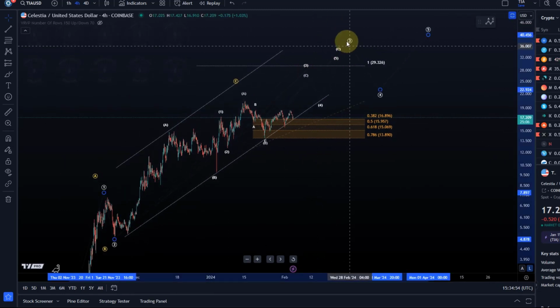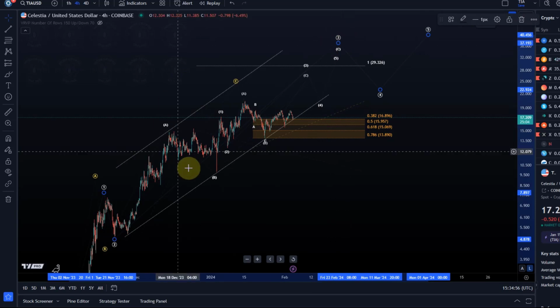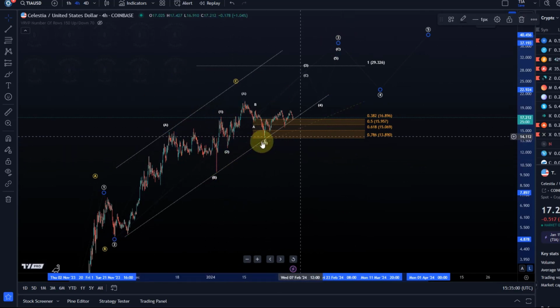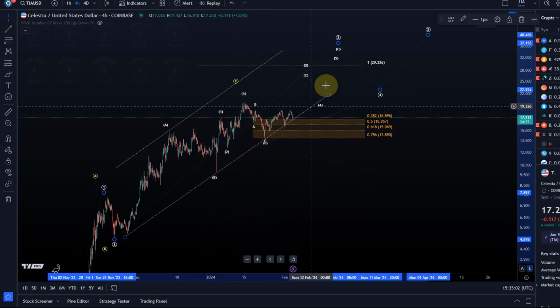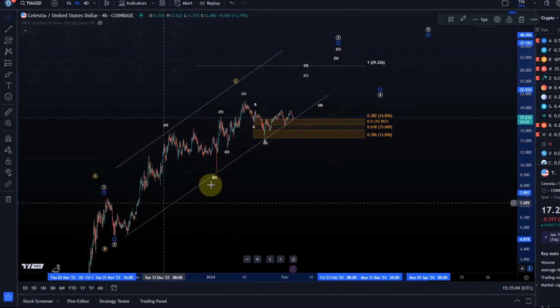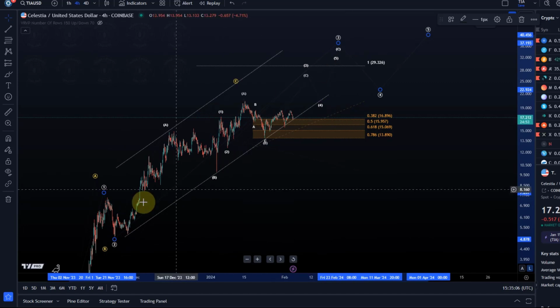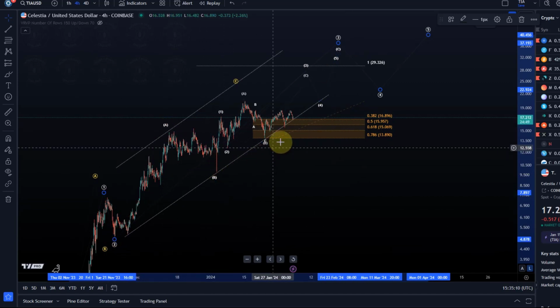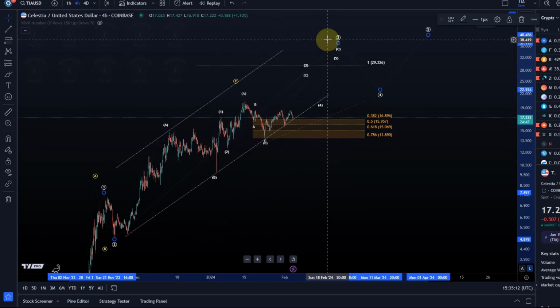Third wave here. And then within that third wave, we should actually get somehow... because it's a diagonal, it cannot be an impulse. This was likely the A wave. This was the B wave. So I'm looking at the C wave now, but the C wave is not impulsive. So it's the next problem.